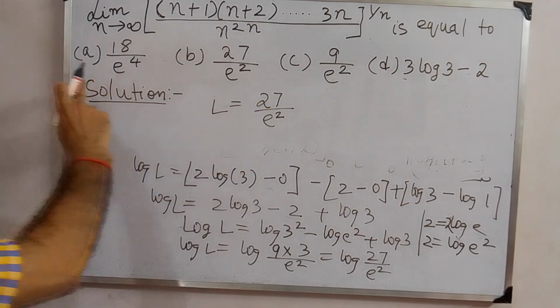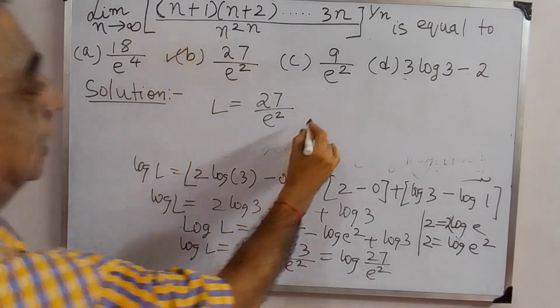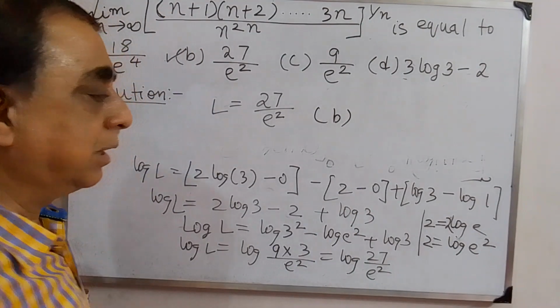Now tally with the given options. Option B is 27 by e squared. So B is the correct option.